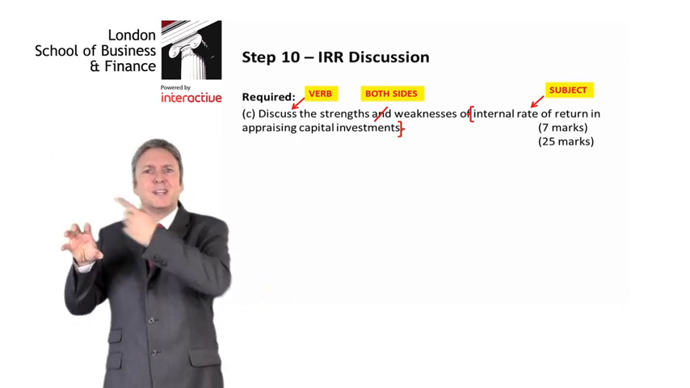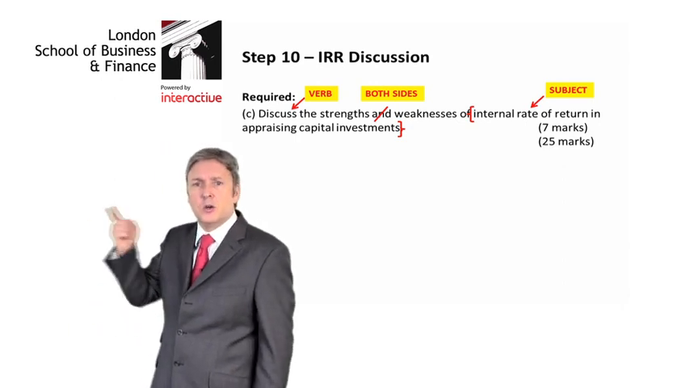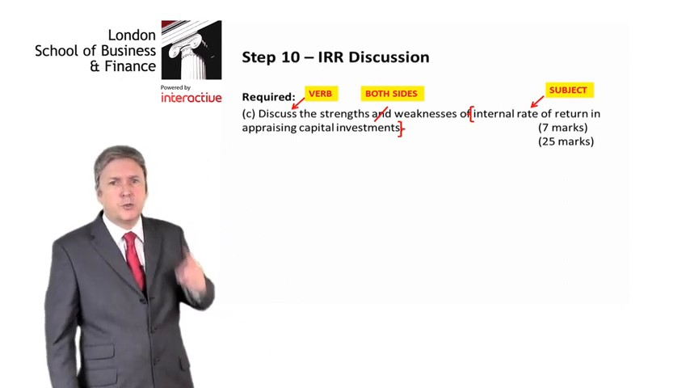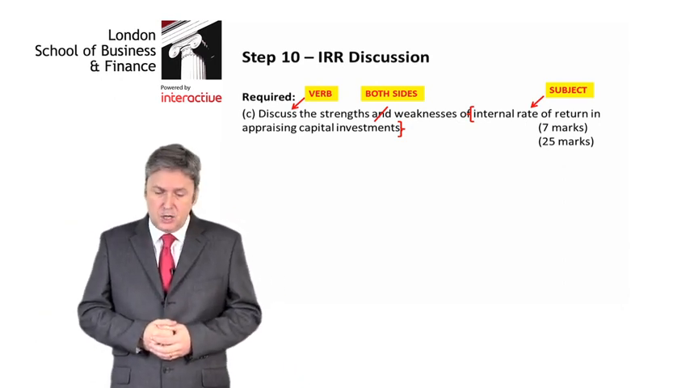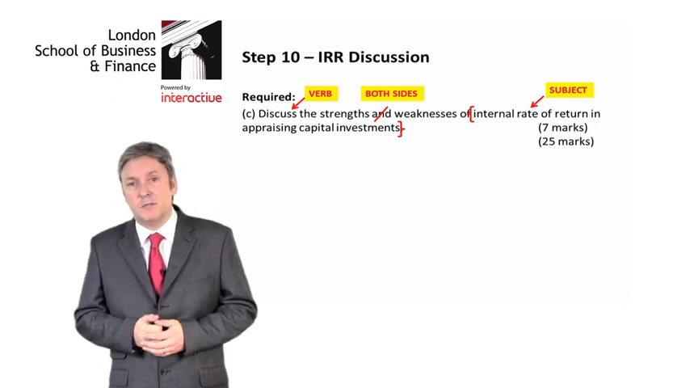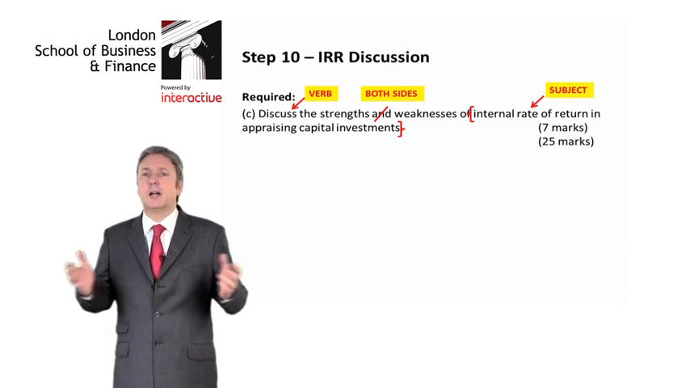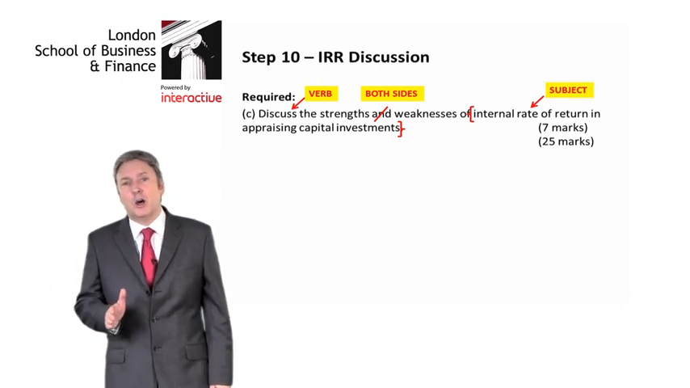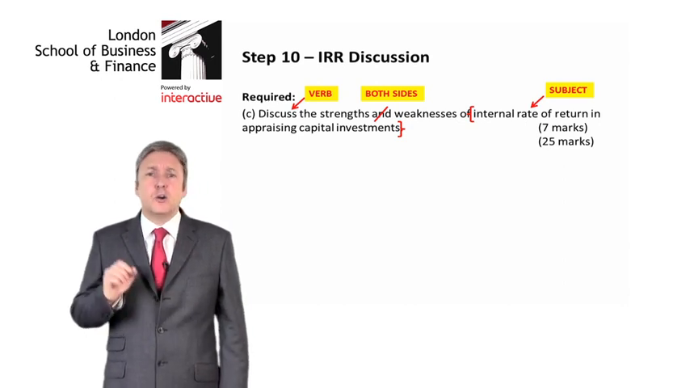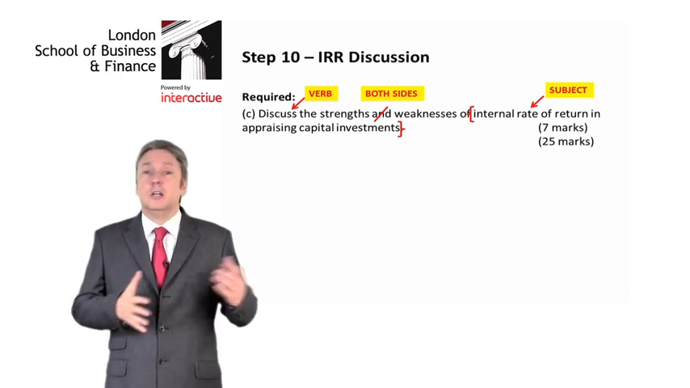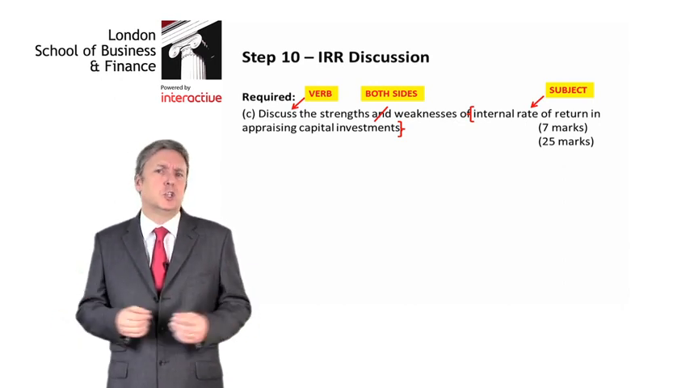Strengths with an S, weaknesses with an S. That means we can number them off. Strengths, 1, 2, 3, weaknesses, 1, 2, 3, or however many we get. The subject is the internal rate of return in appraising capital investments. Of course, we could use the internal rate of return computation elsewhere, but a common area of use is in investment appraisal. So typically, we are criticising, or at least looking at the relative merits of internal rate of return, which I'm hoping shouldn't be too difficult.